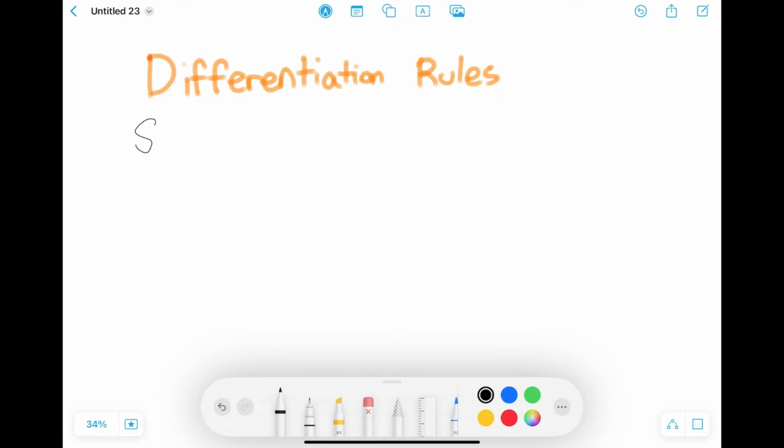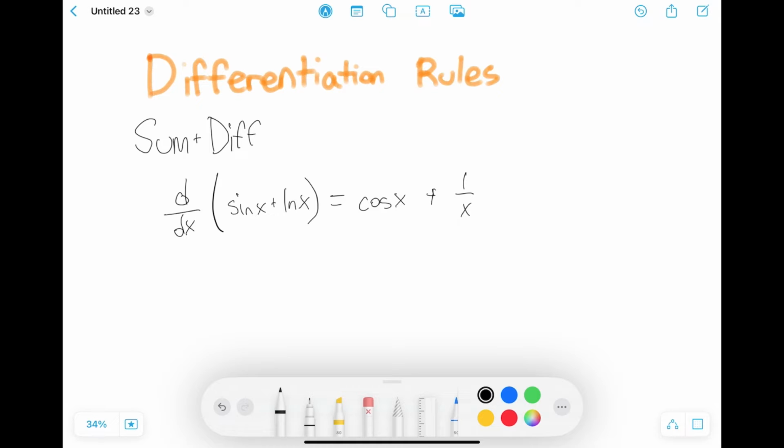First of all is our sum and difference rule. And what this tells us is that if we have two functions, let's say we're trying to find the derivative of sine x plus ln x, we can just differentiate each term and then just add them. So we just take these derivatives and add them together like that. And then if this were to change to a minus sign, that same logic would apply.